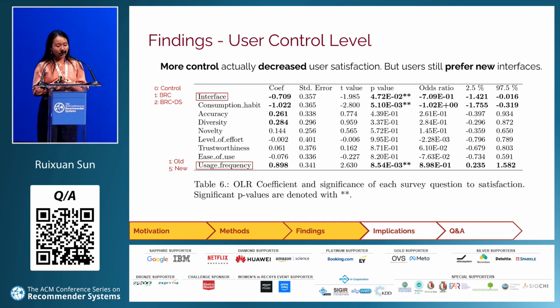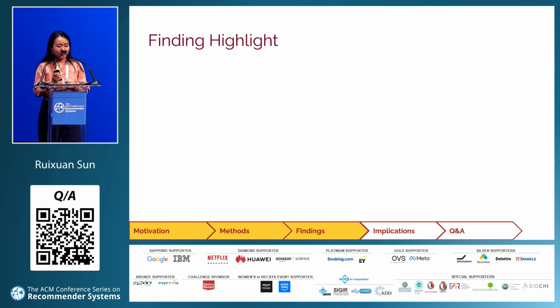In terms of the control level, since this is a linear regression towards user satisfaction, we find more control actually decreases their satisfaction. The slider interface has more control than the carousel-only interface, but users are actually less satisfied with their recommendation. However, they express they prefer the new interfaces even if they are not satisfied. So, sometimes the charm of real user studies is you can find some seemingly contradicting results, but they're actually backed by a lot of different reasons.